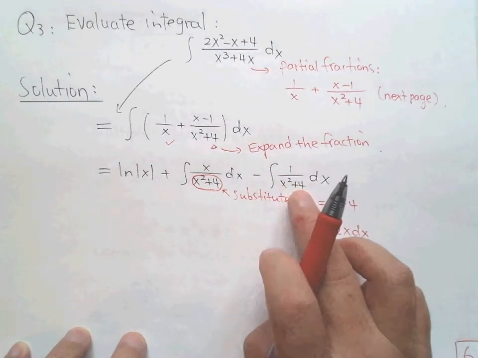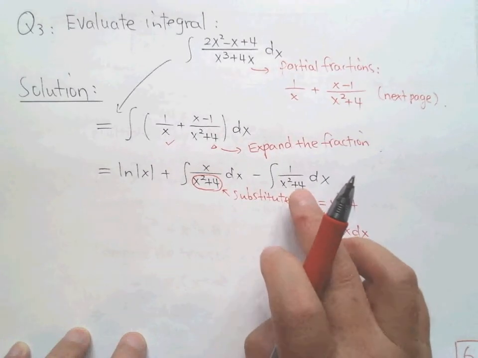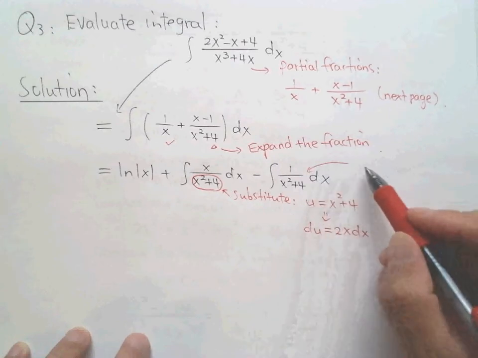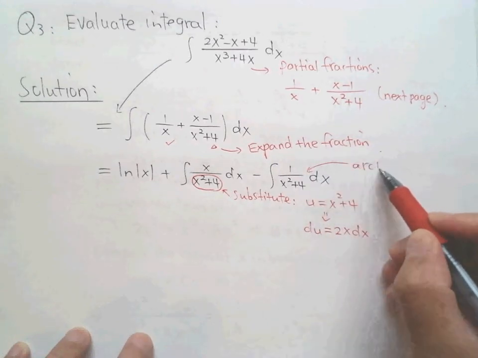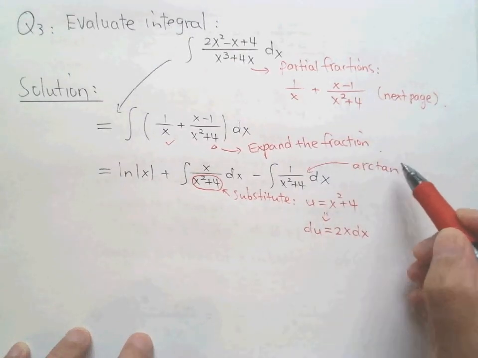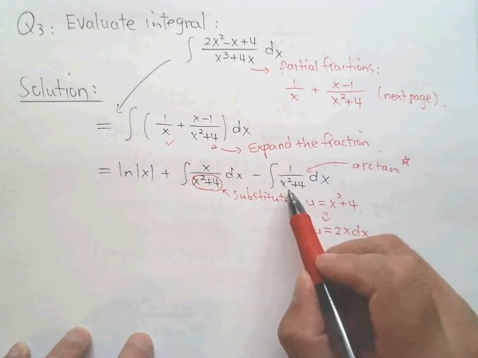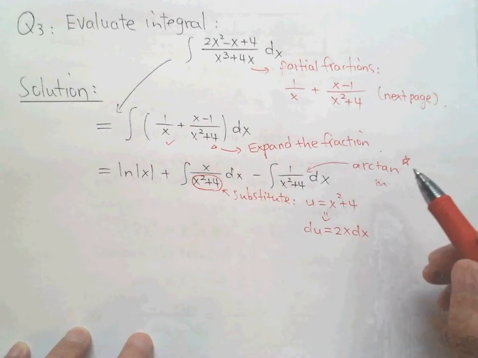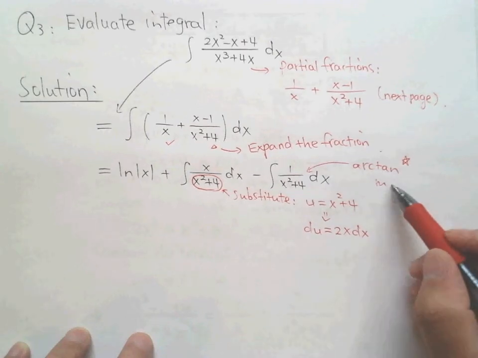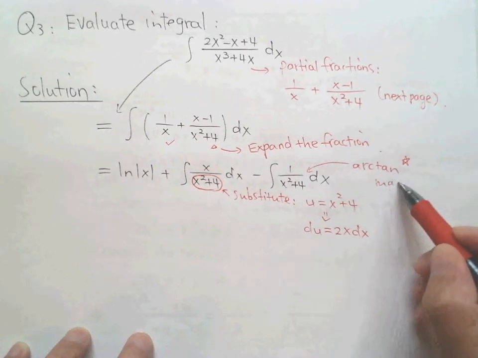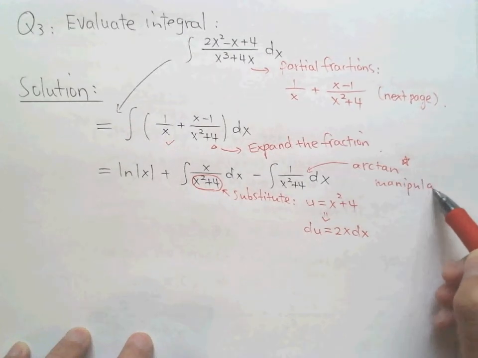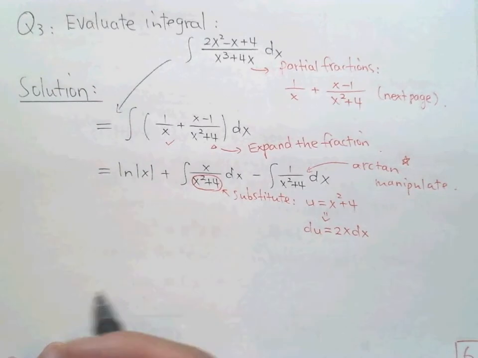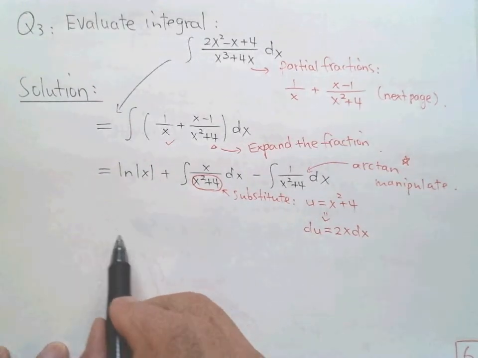So how about the second term? For this we do have a formula very close to this fraction. Which formula? Do you remember? Arctangent. This is close, but we need to manipulate it a little bit. We cannot directly use the formula for arctangent. So I will show you how to manipulate.